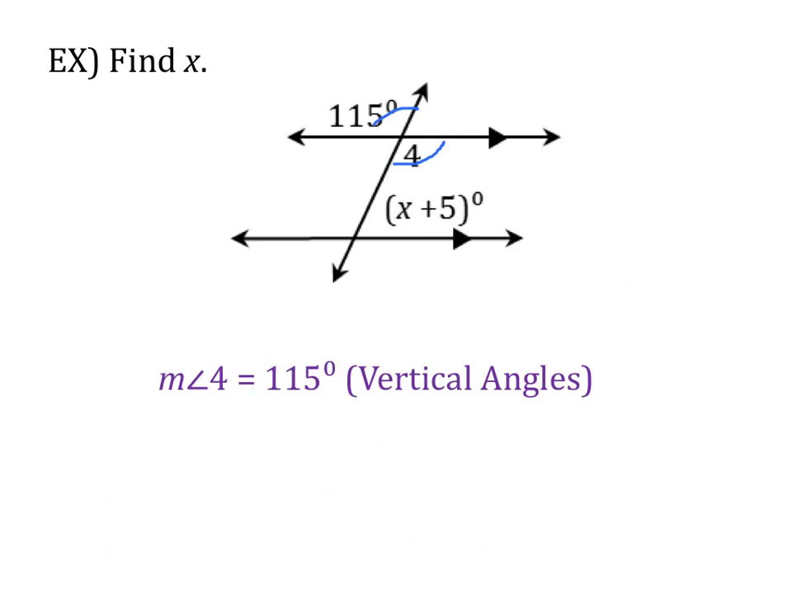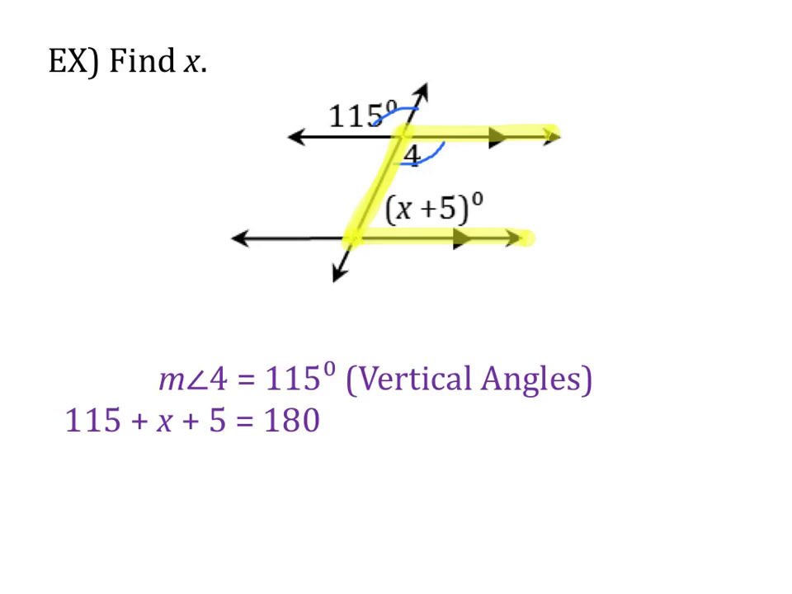Next, if I pick up my highlighter and highlight the 2 lines used to make angle 4 and the 2 lines used to make angle x plus 5 degrees, then I see I've made a C. If I remember the rules that we just talked about, a C means consecutive interior angles, and we know that those 2 angles are supplementary. So that means I can say 115 plus x plus 5 equals 180 degrees.